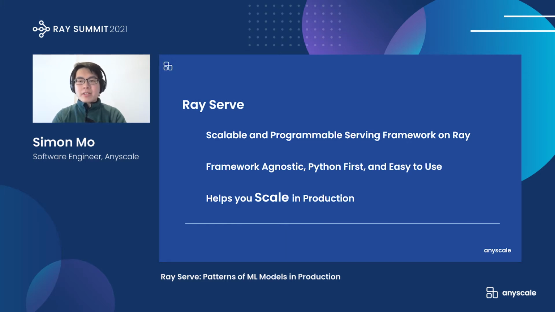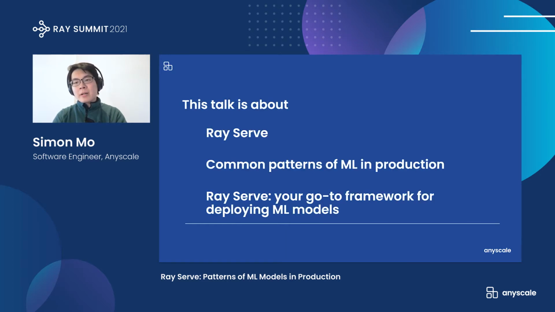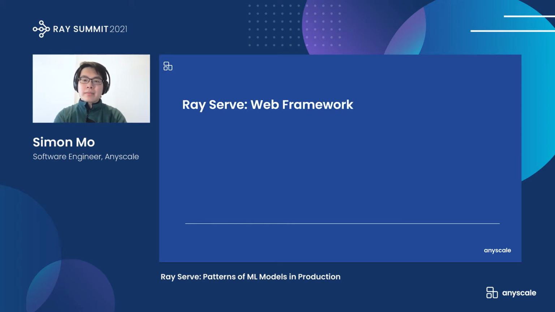This talk will be structured as follows. I will first talk about Ray Serve, what it does, and cover some examples. I'll then discuss some common patterns of machine learning in production, why they are useful, how they are implemented, and then how Ray Serve can help. And lastly, I'll make the case for why Ray Serve should be your go-to framework for deploying machine learning models.